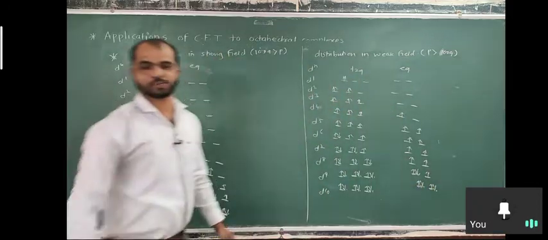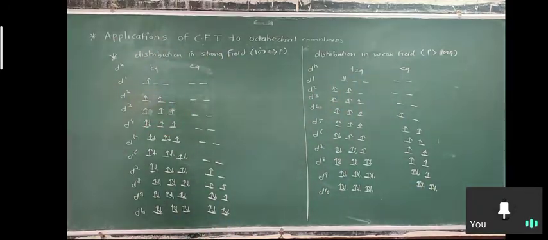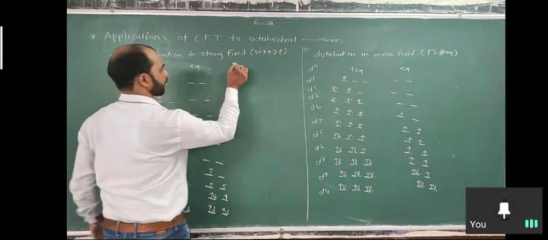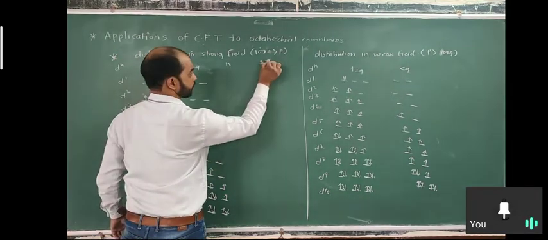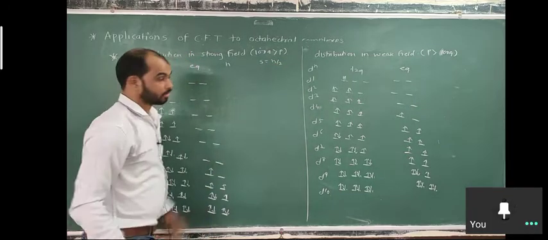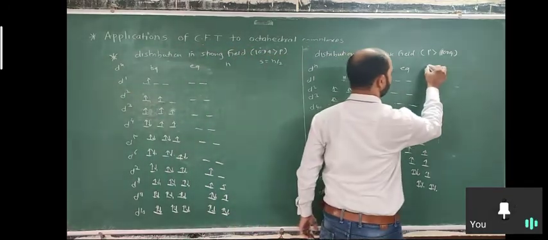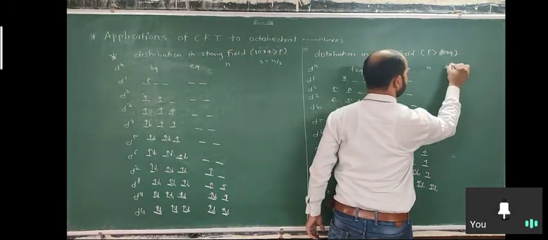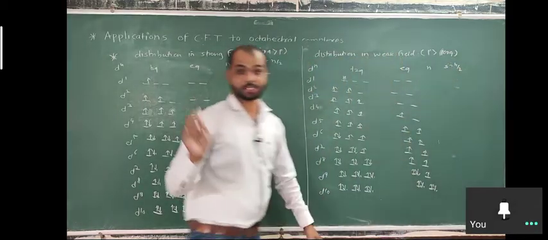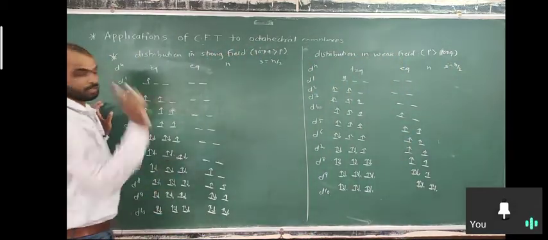Okay, this is the distribution in strong field condition and weak field condition. So here you can calculate N and S. S is the spin multiplicity or spin value. You can consider here N and S. S is equal to N by 2. It is a multiplicity. Okay, spin value.